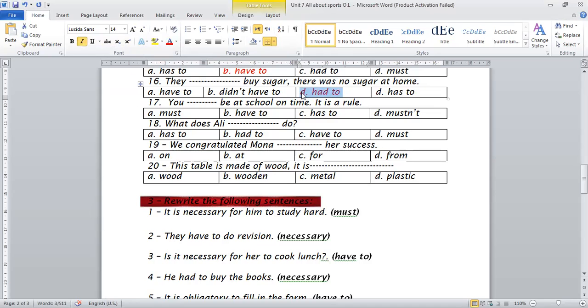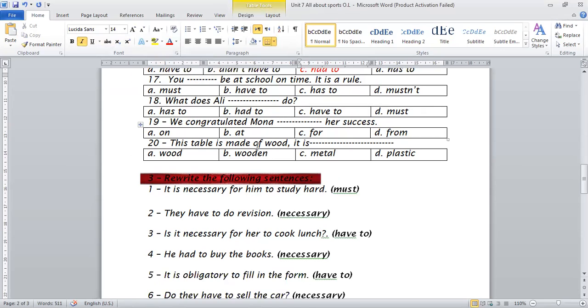Yes. Number 17. You be at school on time. It is a rule. Have to. Have to, because this is a rule. But if you are talking about yourself, like I must study hard, it's okay, you can use must. But here, this is a rule. The other people say that it's a must. You have to do it.